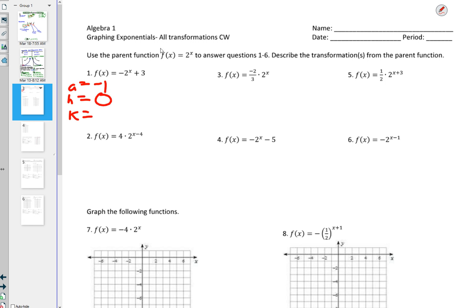H would be 0. Nothing is being added or subtracted up on the exponent with the x. And what is K? 3. If I were to go up to you a week ago and say, hey, I have some function, who cares what it is? A is negative 1, H is 0, and K is 3. What type of transformations are occurring? You could have answered this already.